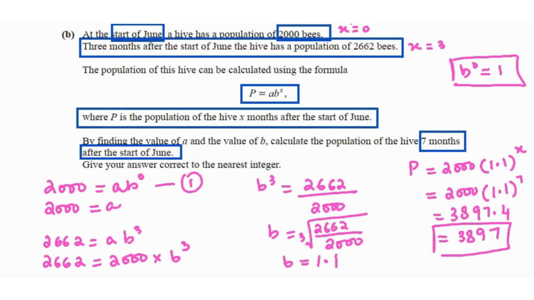Remember that your starting period, your time is going to be x equals to 0. And then as the time increases for the number of months, you change your x value. So that's why we had x equals to 0 before, then x equals to 3, and lastly, x equals to 7.